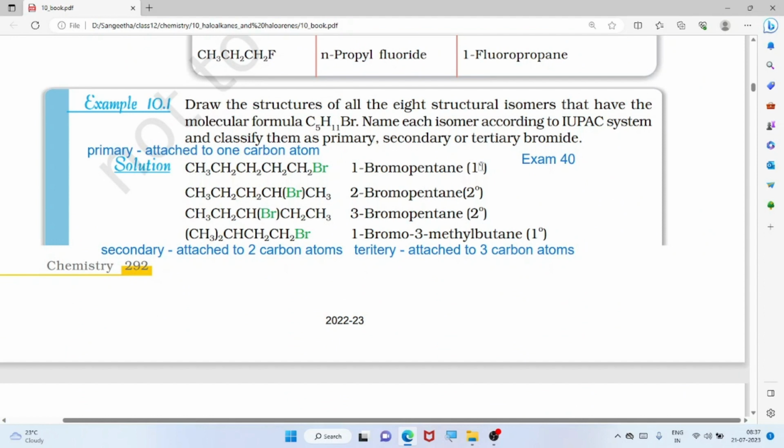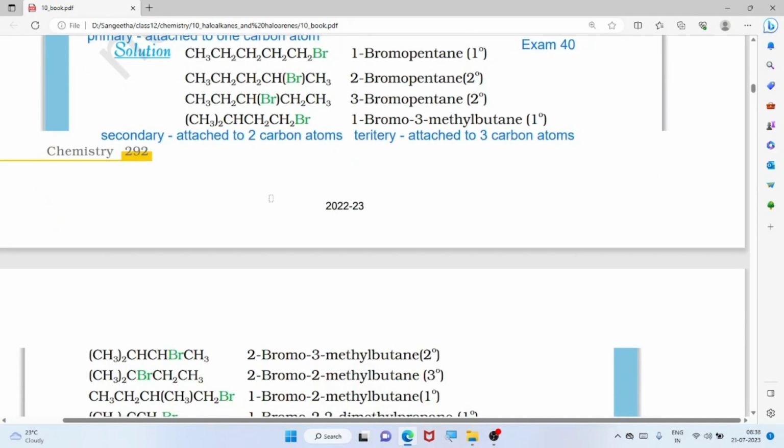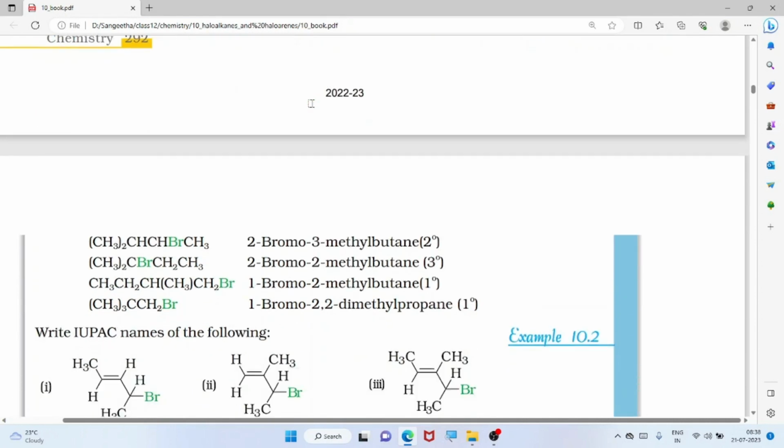Here it is primary because this halogen atom is connected to a carbon atom which is connected to only one carbon atom. This is secondary because this carbon atom is connected to carbon atoms, one on the left side and one on the right side. Tertiary is attached to three carbon atoms.